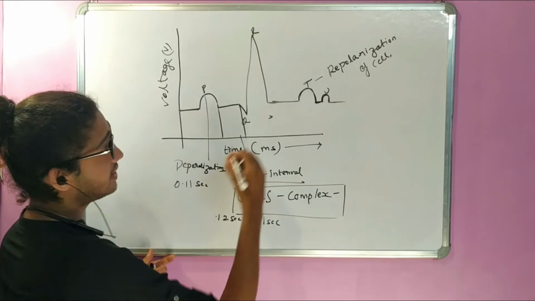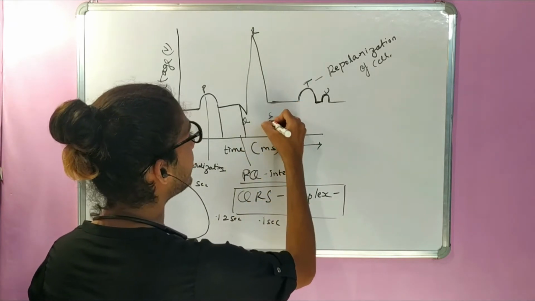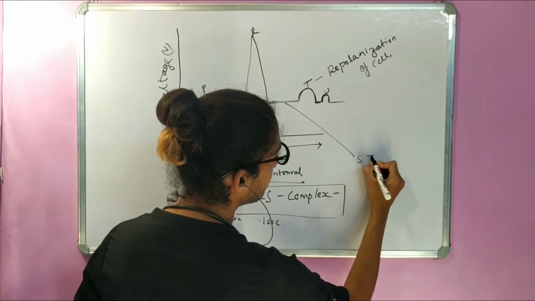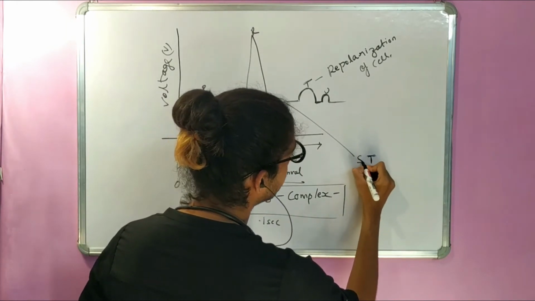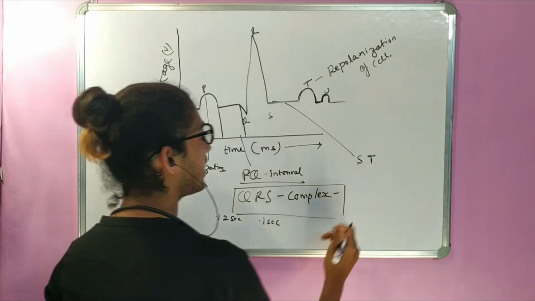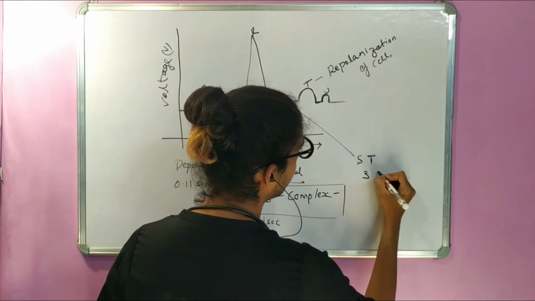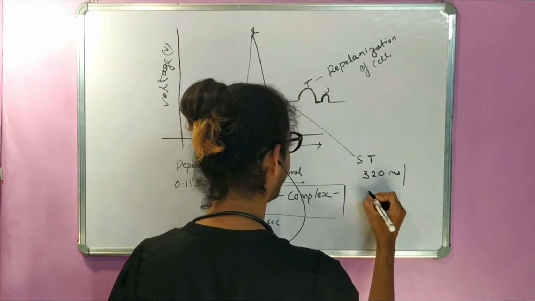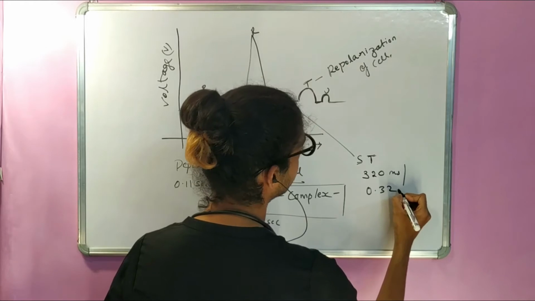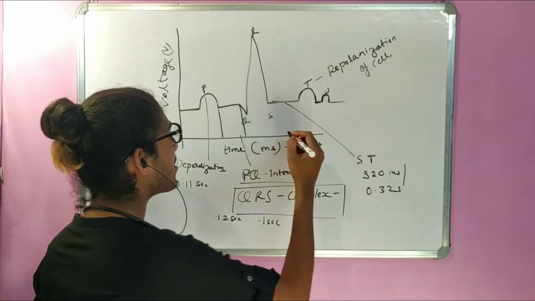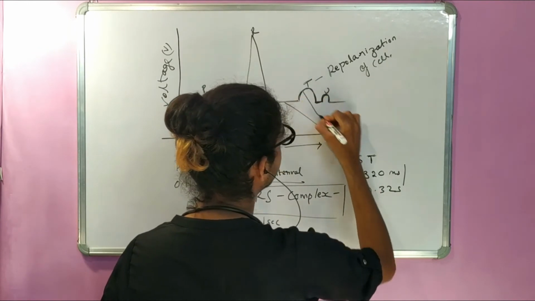Then there is the ST segment, which is an isoelectric line. This ST segment is nothing but your ventricles and the entire heart relaxing, and it's about 320 milliseconds, or we can write it as 0.32 seconds. Then the T wave is about 0.16 seconds.